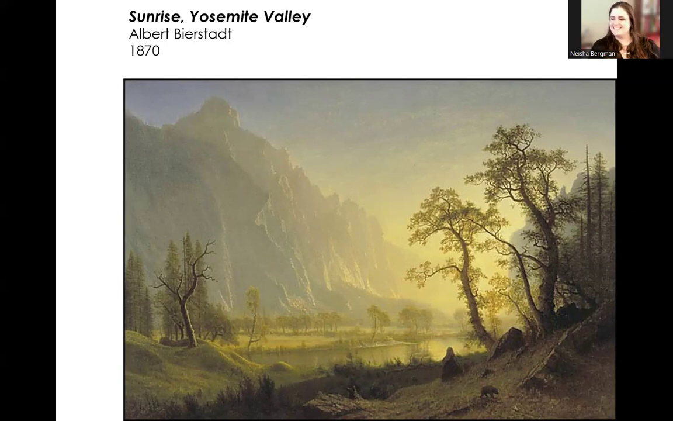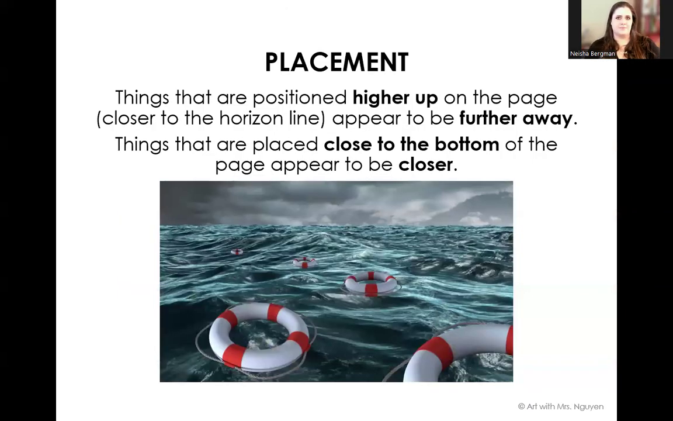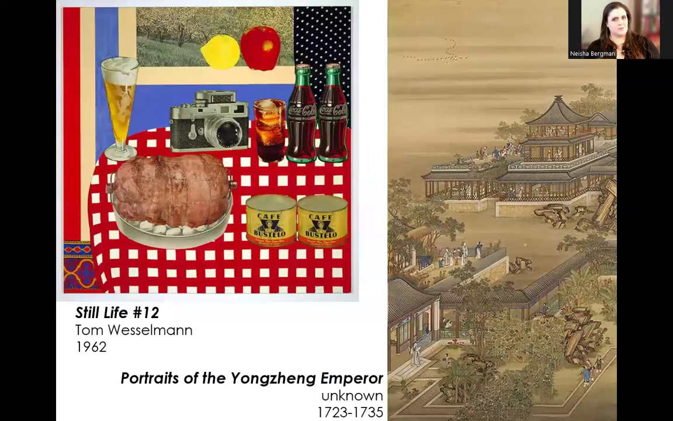Moving on. Placement. Things that are higher up in the picture plane appear farther away. Pieces that are lower in the picture plane appear closer. So these life preservers look like they might be within reach, whereas those ones, you're going to go for a swim. Okay. This is a 3D rendered image, but we're going to talk about these two pieces here.